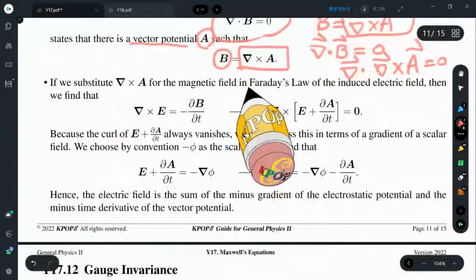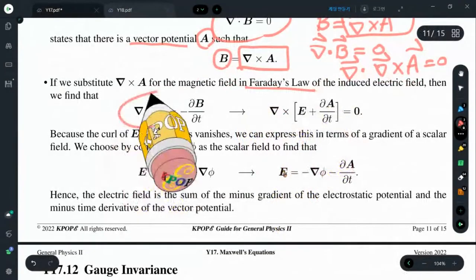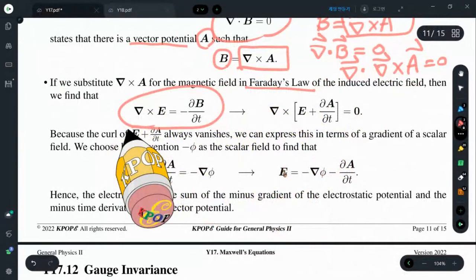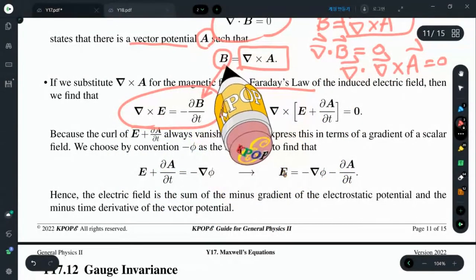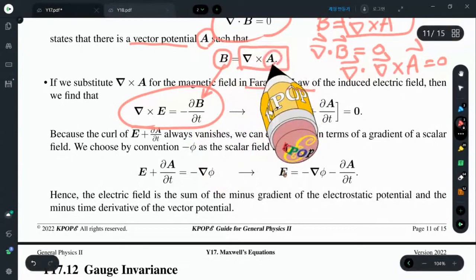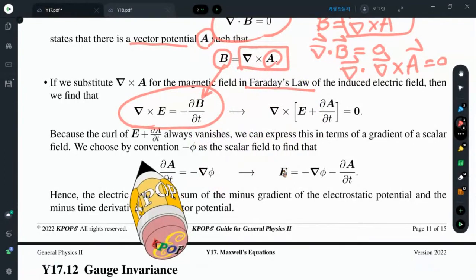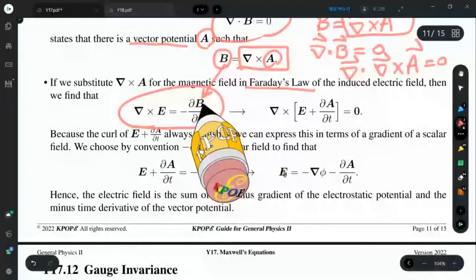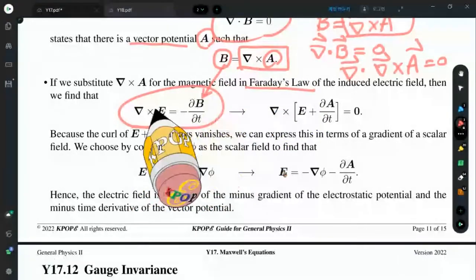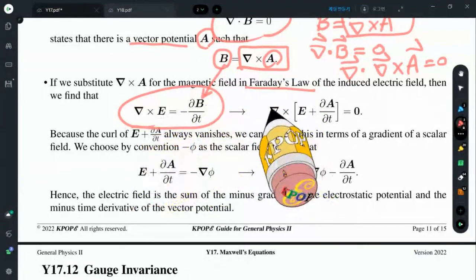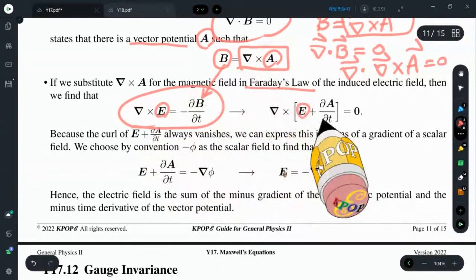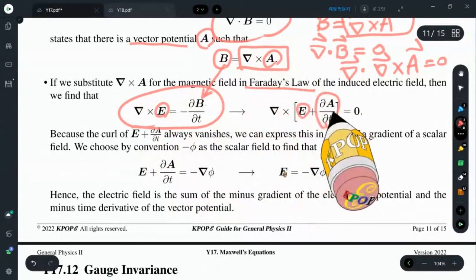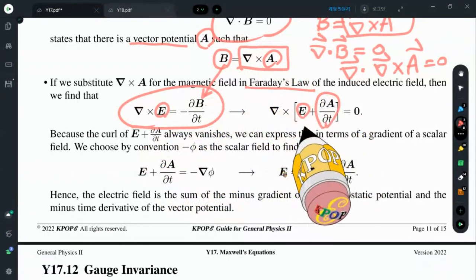Okay, let us rewrite Faraday's law. Faraday's law is like that. Why don't we substitute the expression for the magnetic field in terms of the magnetic vector potential A? That is curl A. And move this one to the left-hand side. What you find is the curl of the electric field and the time derivative of the magnetic vector potential.